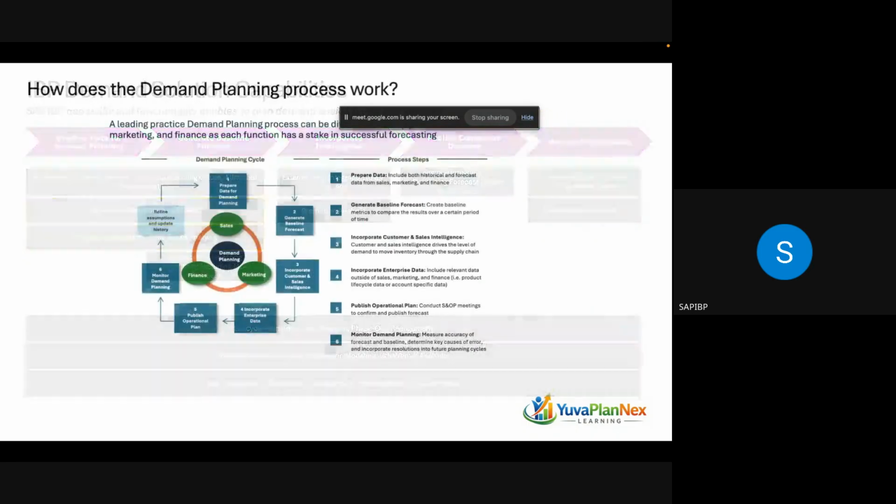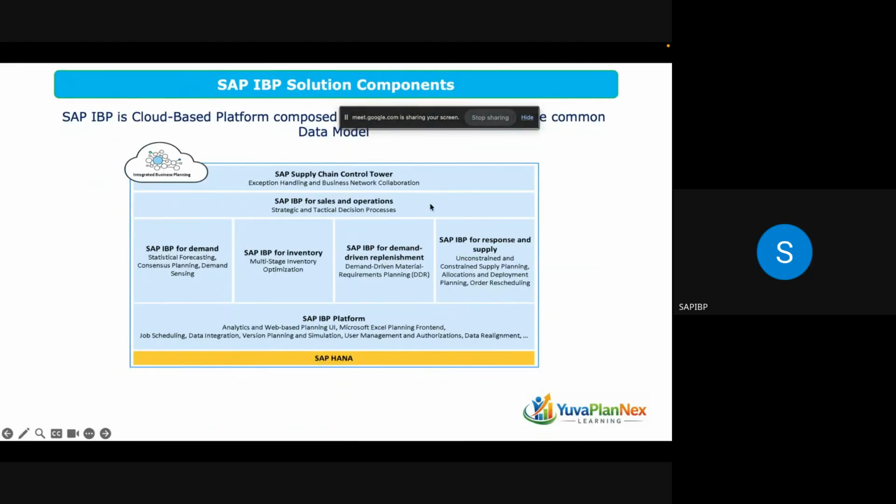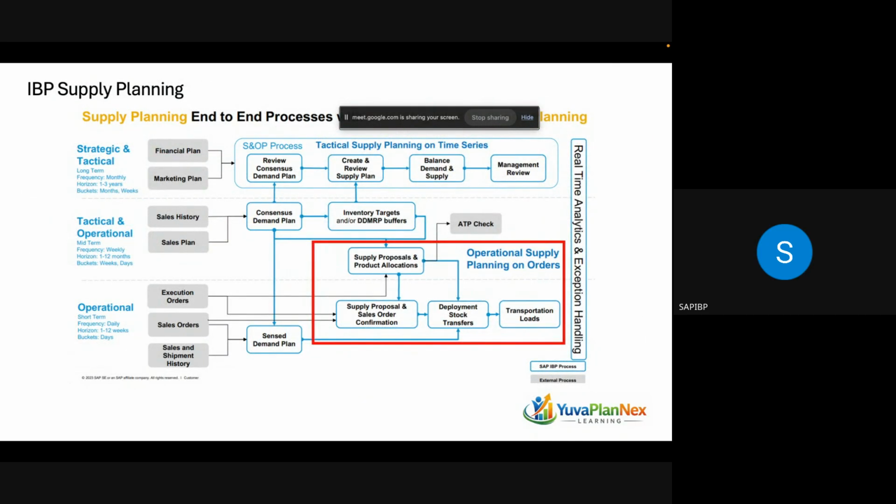So the next one, if you look here, that is response and supply, right? Whatever demand you got, the next thing is you need to do the supply plan, right? So here, basically in general, supply planning is divided into 3 kinds of planning. As I mentioned, we have long term, mid term, and short term, right?